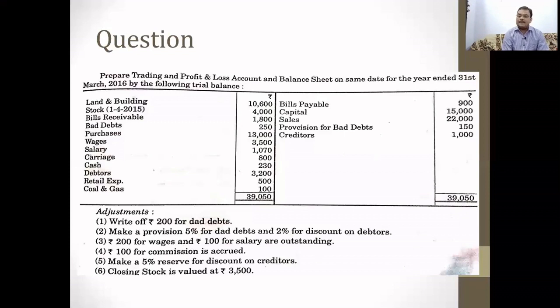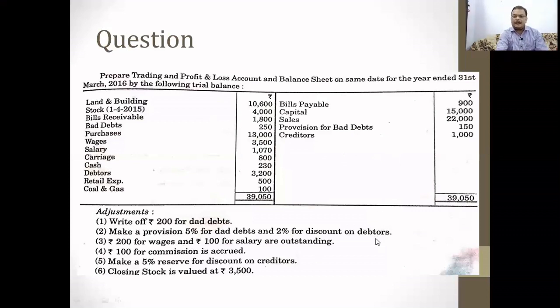bills receivable, bad debts, purchases, wages, salaries, carriage, cash, debtors, retail expenses, coal and gas, and bills payable, capital, sales, provision for bad debts, and creditor. So there are two balances. This is called debit balance. This is called credit balance. If you are going to prepare a final account, you have to see that in a trial balance all types of expenses are entered at the debit side, all types of incomes at the credit side, all types of assets at the debit side and all types of liabilities at the credit side.